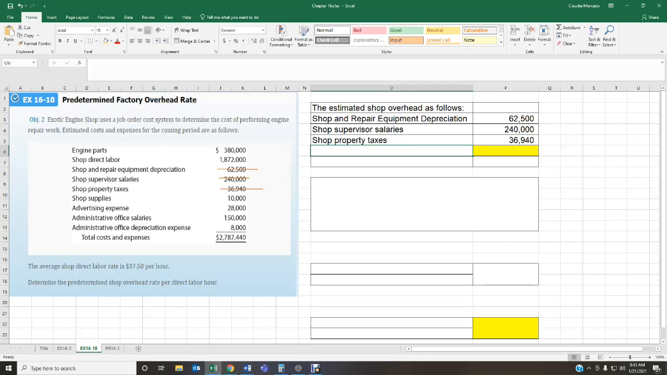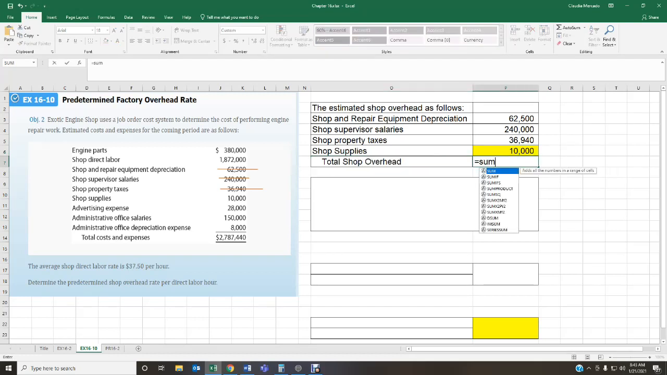And then we have shop supplies. This could be any supplies that were used, maybe cleaning supplies, anything to keep the shop in order. These supplies were not used to manufacture any of the engine components. It's just shop supplies used in general. So those are indirect materials. So we have shop supplies, $10,000. So now we can calculate our total shop overhead. We add those together.